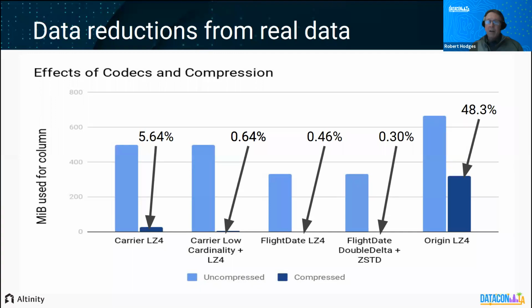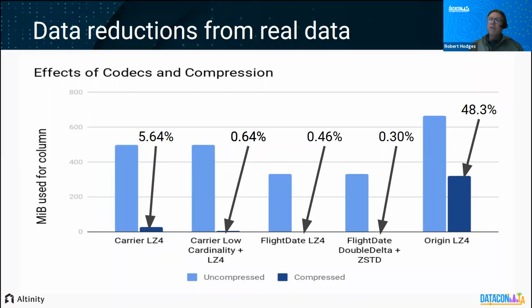Flight date is even better. With the flight date and LZ4 compression, we do nothing but compress it. It turns out it's going to be repeated in every row because of the way we've designed our table. It's pretty tiny, but we can make it even smaller by using double delta plus ZSTD compression. These are all examples of where you can get compression levels up to, in this case, 300 times. It's just an enormous compaction of the data, and this is one of the reasons why we can read these columns so fast.